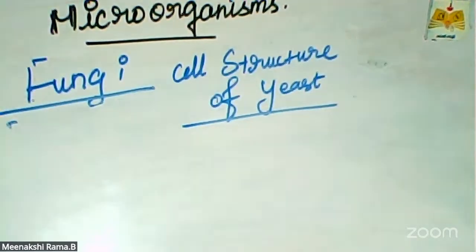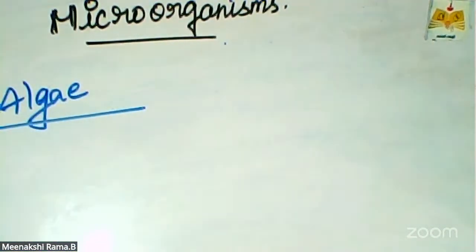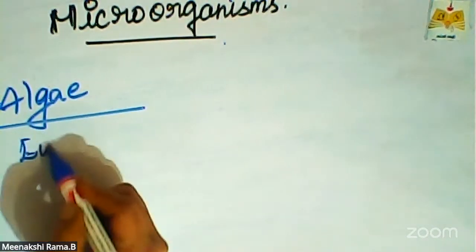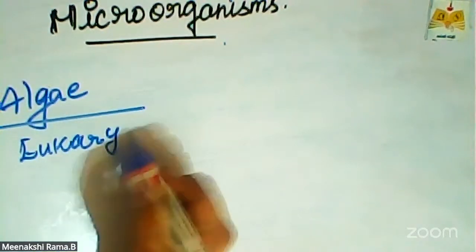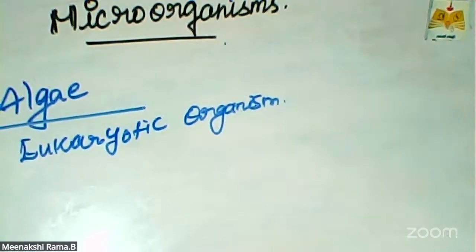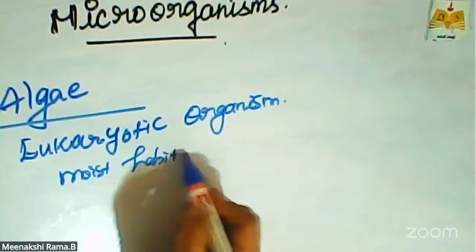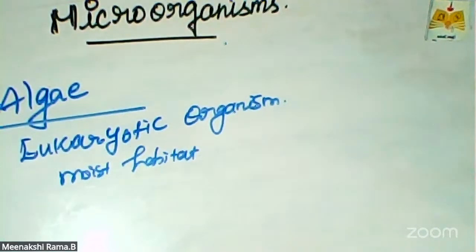So the fourth category of microorganism is algae. Algae are very simple plant-like eukaryotic organisms. So they are very small, simple in shape like a plant. They are found in moist habitats. In moist habitat areas, the algae are present.